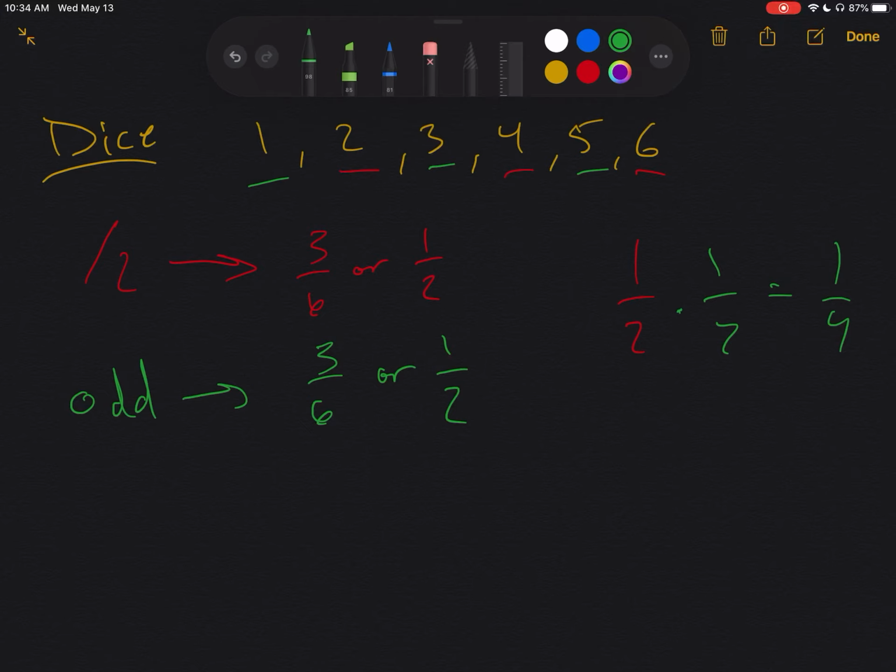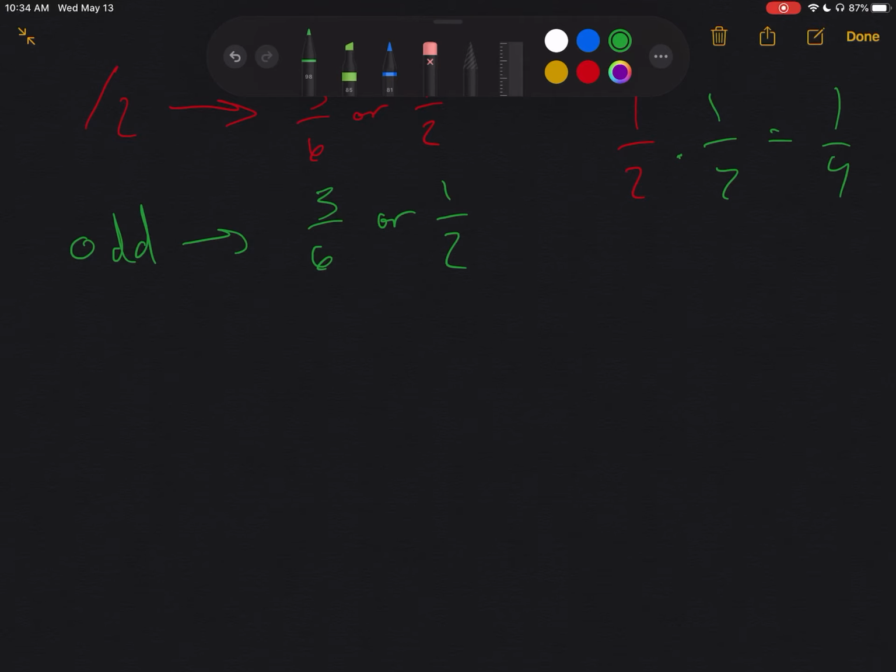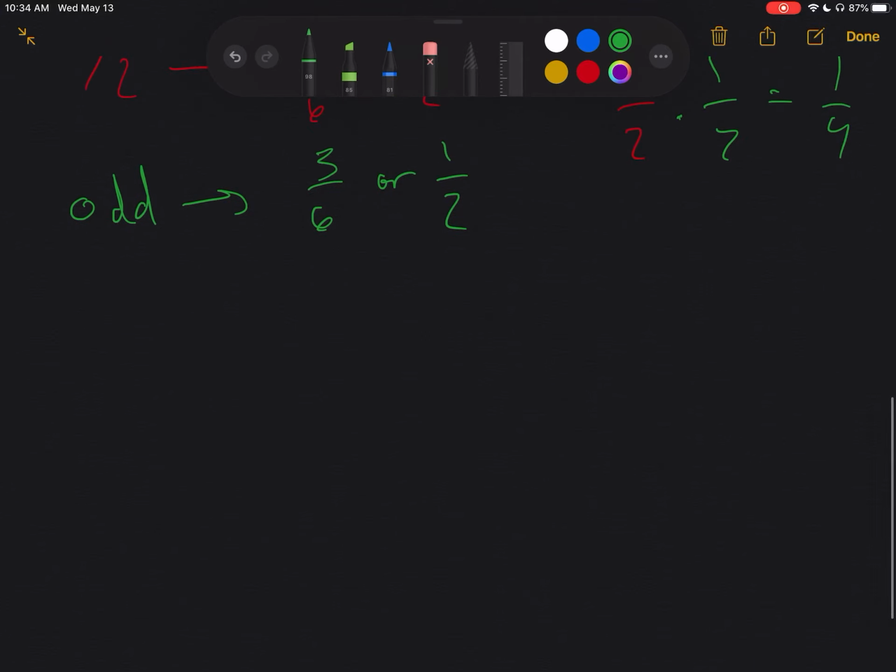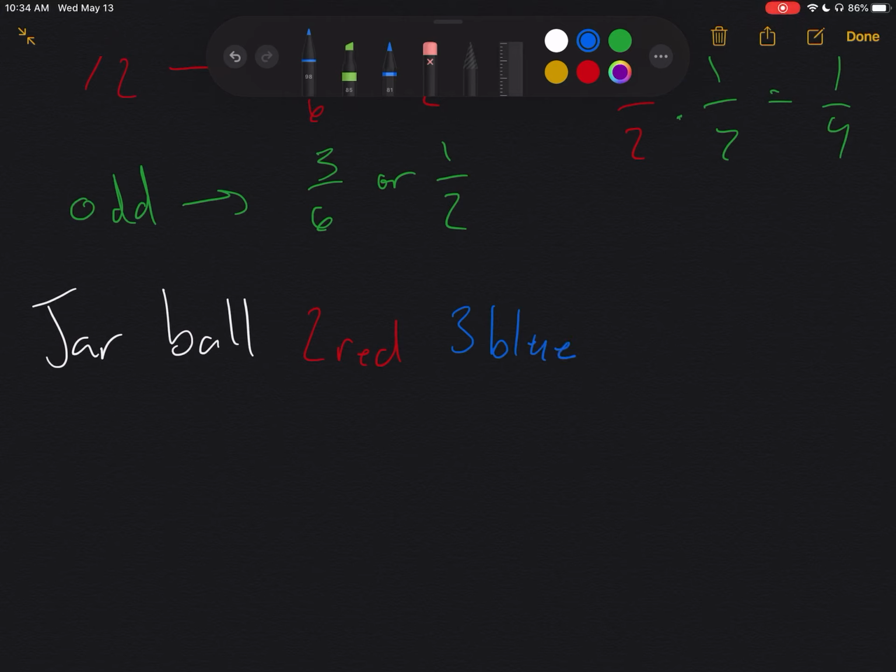Hopefully it's pretty obvious to you that one dice roll does not affect the next dice roll. Unless I guess on the first dice roll, you somehow damaged the die, right? And then, in which case it would be perhaps a strange scenario there. Okay? Now let's look at something else. Let's say I've got a jar of balls and I've got 2 red, 3 blue, and 2 green.